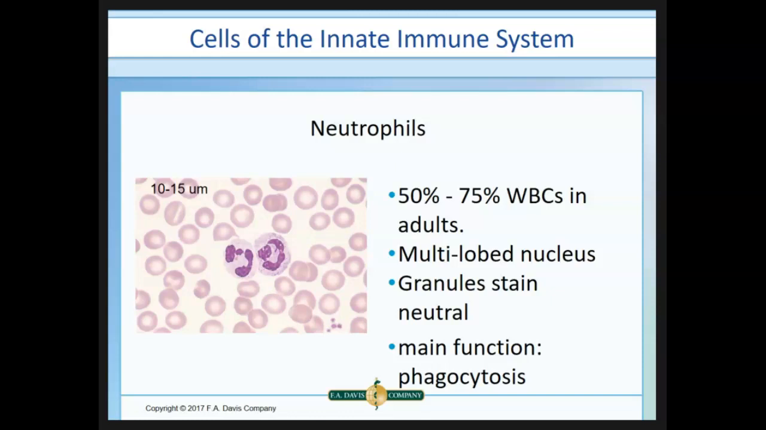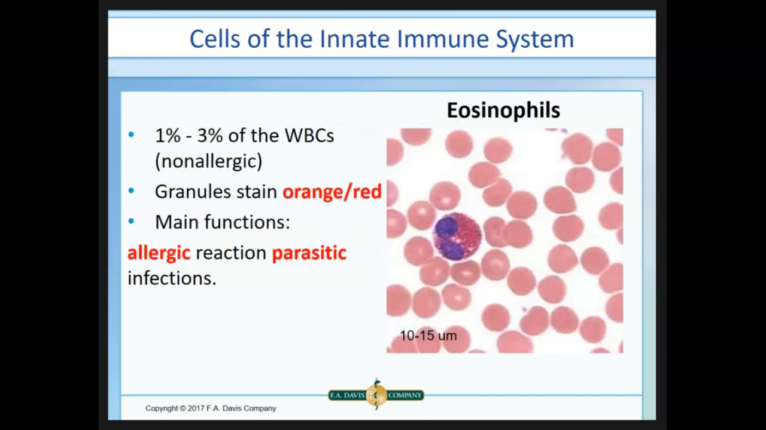These neutrophils are multi-lobed, with the nucleus. We call them segmented. Their granules stain neutral, and their main function is phagocytosis. So on these slides, on the individual cells, you need to know what size they are, what their nucleus looks like, what their granules look like, and what their main function is. So another term, I'll teach you the lingo. We call these segmented neutrophils, or segs. So if you hear us say seg this and seg that, we are talking about segmented neutrophils.